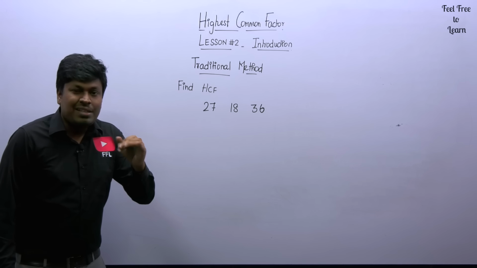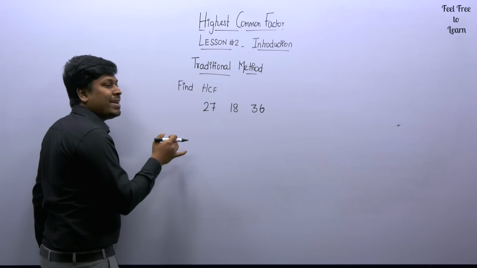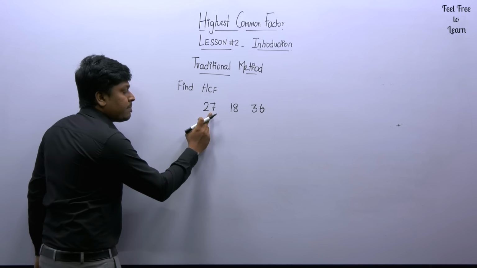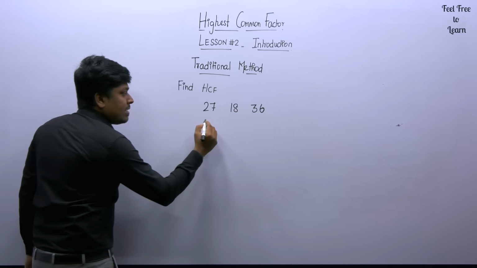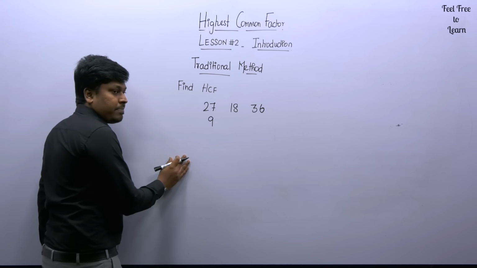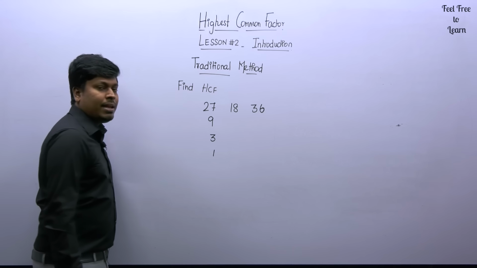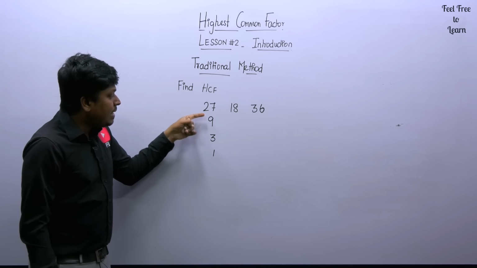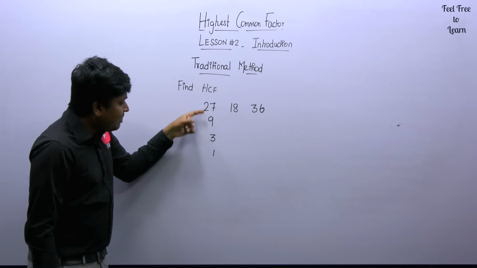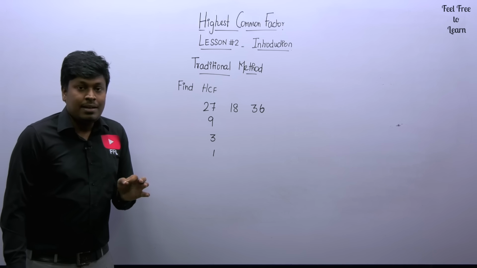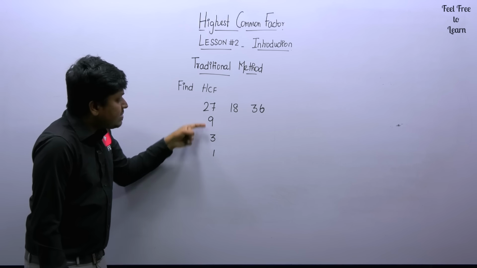Got it? So we have to write the factors. A factor is nothing but a number that divides the given number. Just listen here: what are all the numbers that divide 27? 9 3s are 27, yes or no? 9 is one of the factors. Similarly, 3 is one of the factors, and 1 is one of the factors. 27 can be divided by 9, by 3, and by 1. So these are the factors of the number 27. Always write the numbers from highest to lowest.